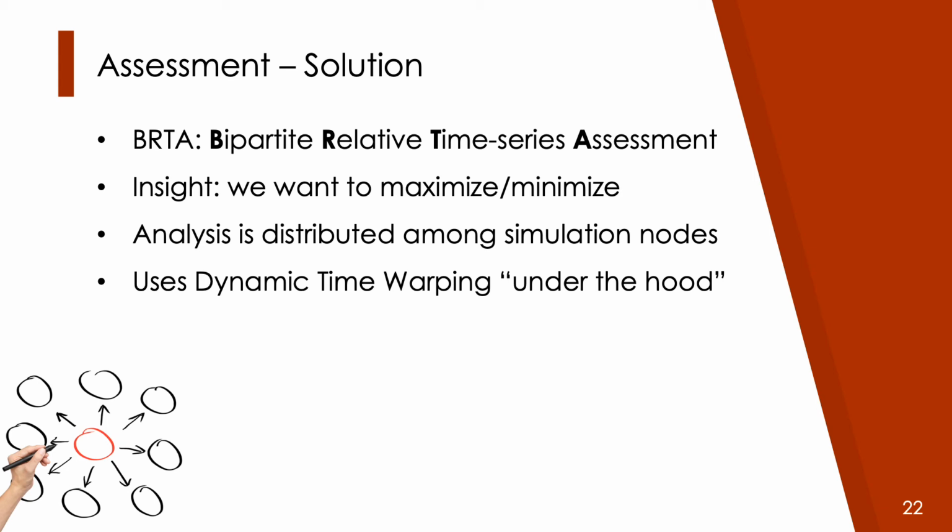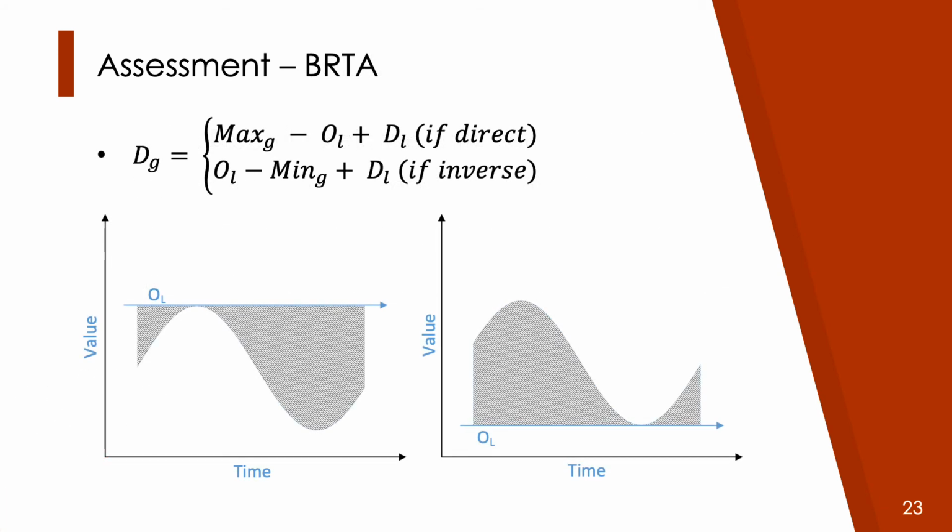Now, in order to do that, we distribute the analysis among the simulation nodes. Each node computes some metrics locally and then sends back those summaries to the global assessment engine. We use dynamic time warping under the hood and mathematical proofs of how things are done in the paper and in the appendix that is posted online. But at the end of the day, we come up with a way that we can basically infer the distance to global optimal for a time series just using the summaries that are calculated locally. And this allows us to improve the speed of this process significantly.